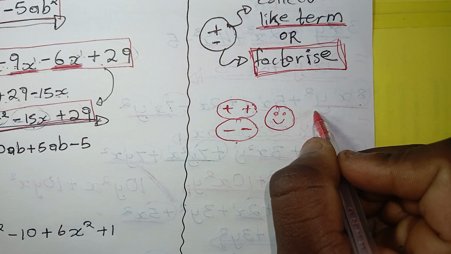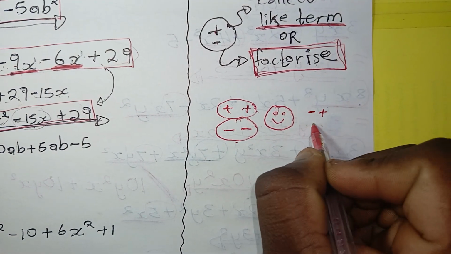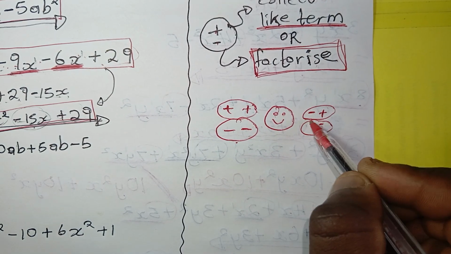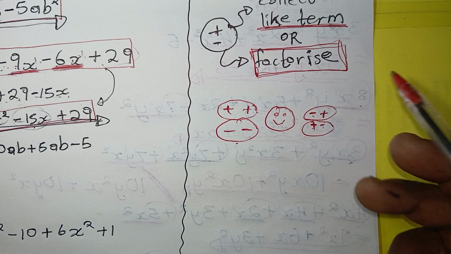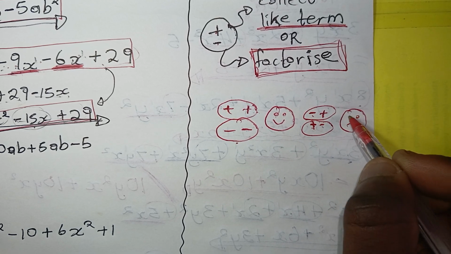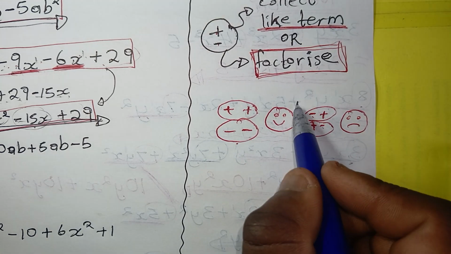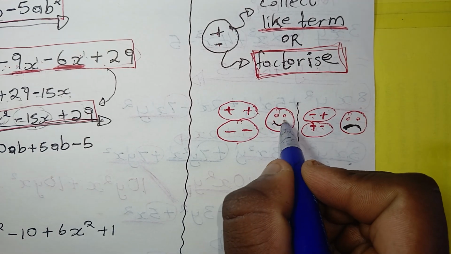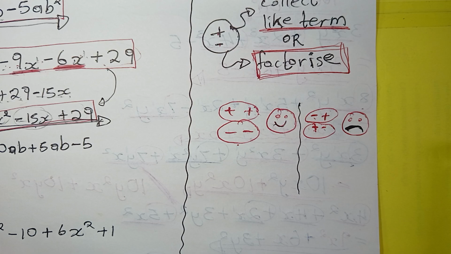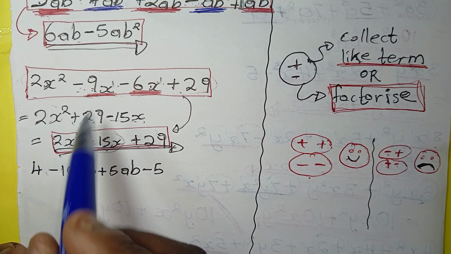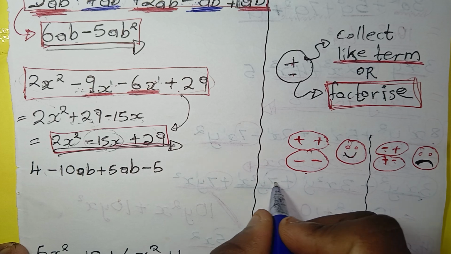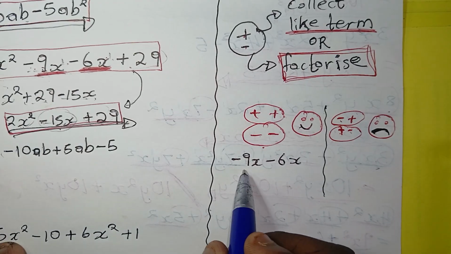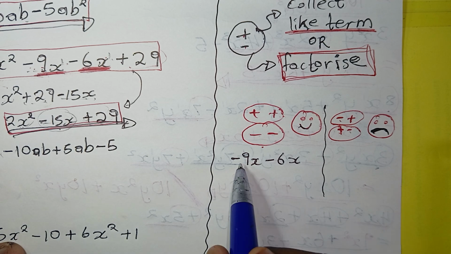But if you are collecting terms which got different signs, it's minus plus or plus minus, you should know this one, they are just enemies. They are not friends. They are enemies. They fight. This one, they are friends. So in other words, I'm saying that here, do you see here? Here is something like minus 9x minus 6x. So these terms, they got the same sign and they are a family.